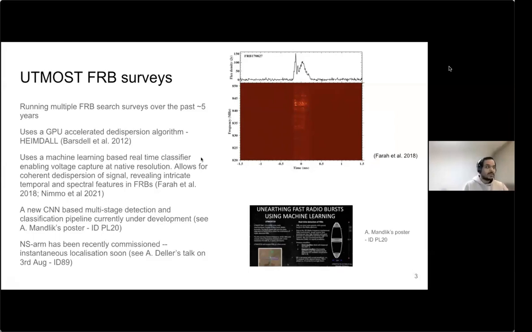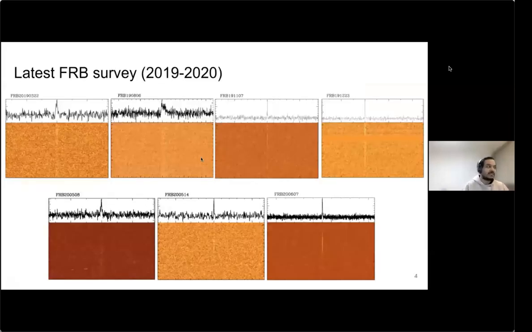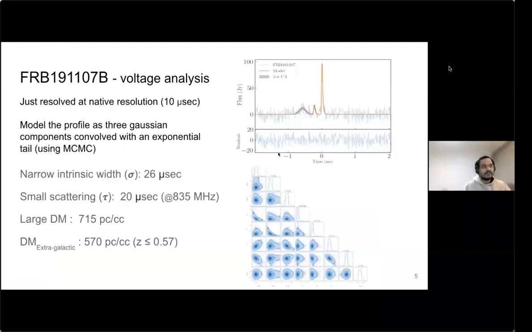Okay, now coming back to the results of the latest FRB survey, which has been running for the last couple of years, we have detected 7 new FRBs showing a wide range of spectral temporal properties. However, one FRB, 19117, is a special one. And we look at it in the highest time resolution available. After coherent dedispersion, of course, we find that the burst is just resolved at 10 microsecond resolution.